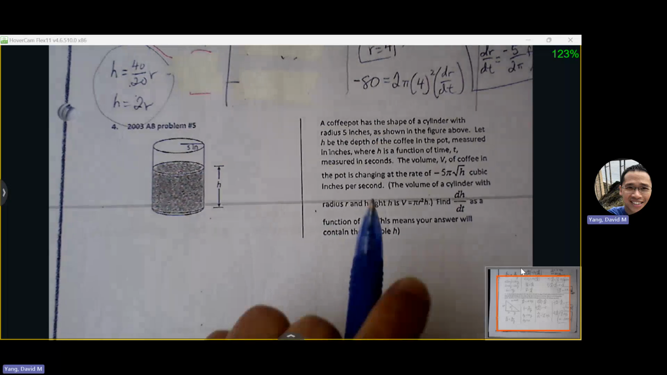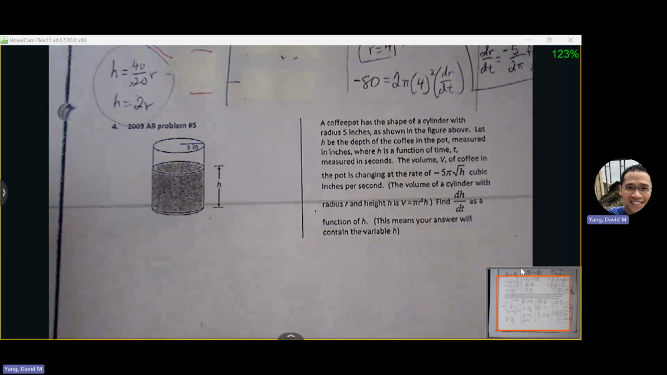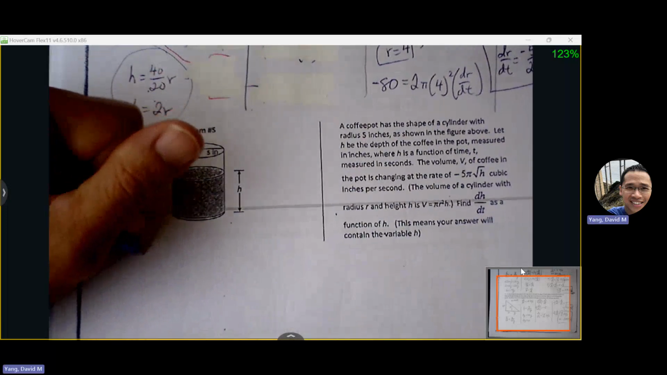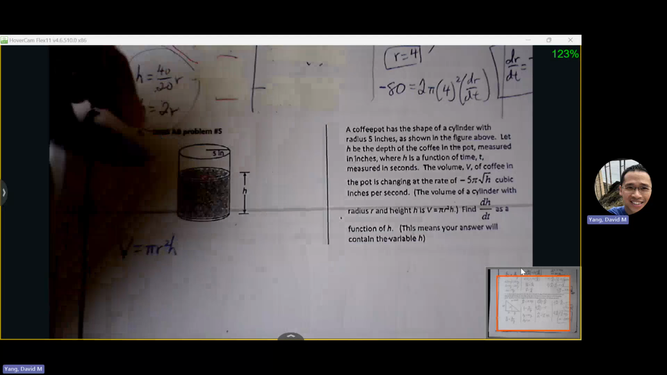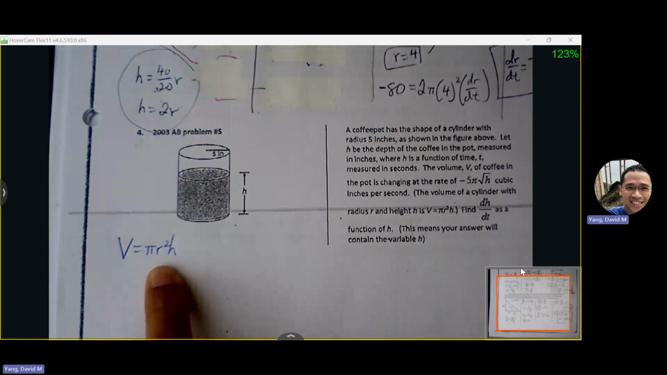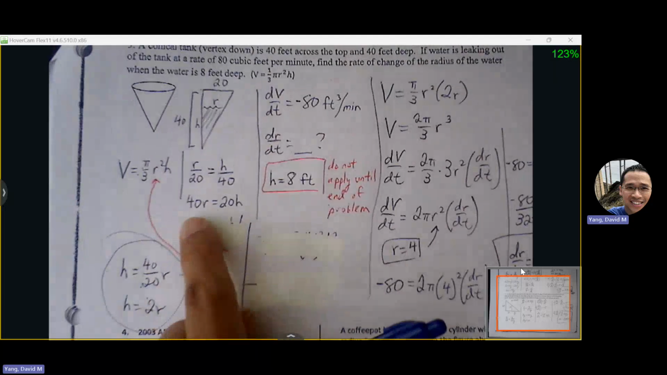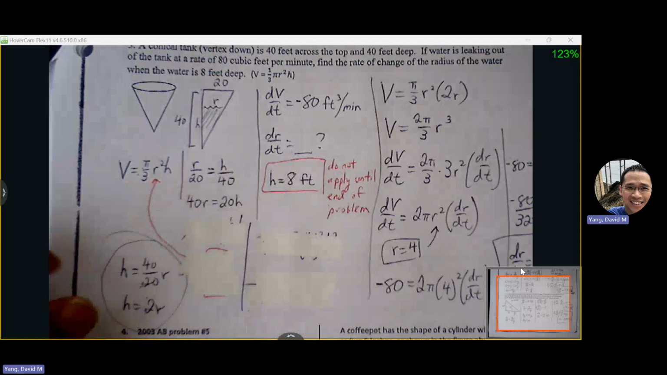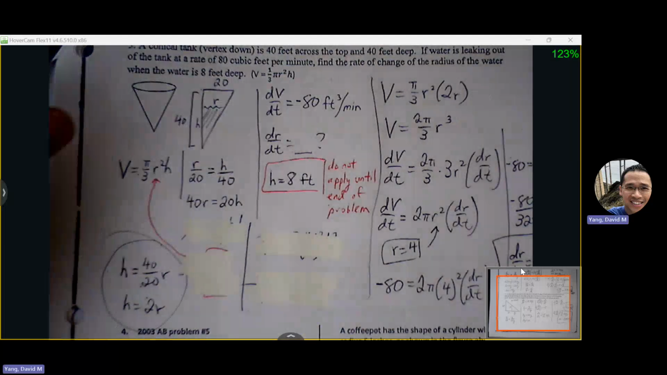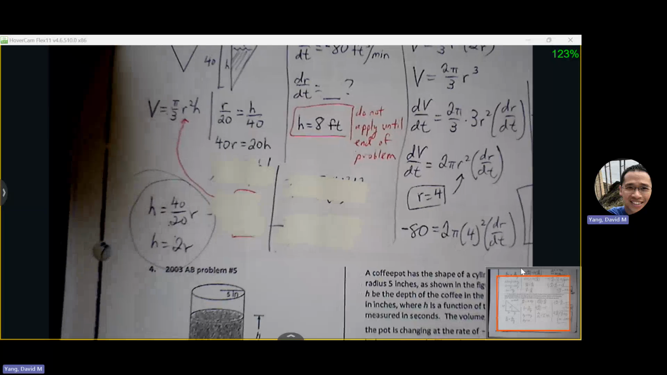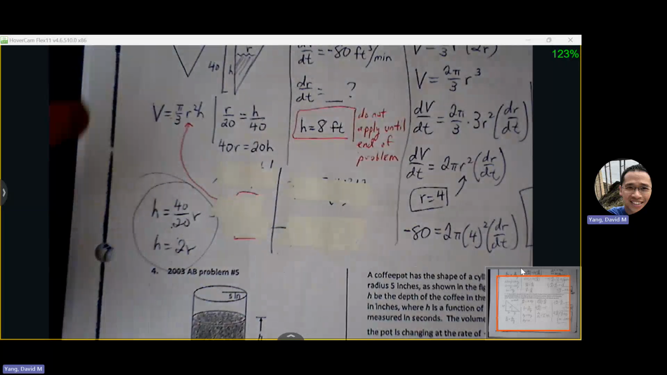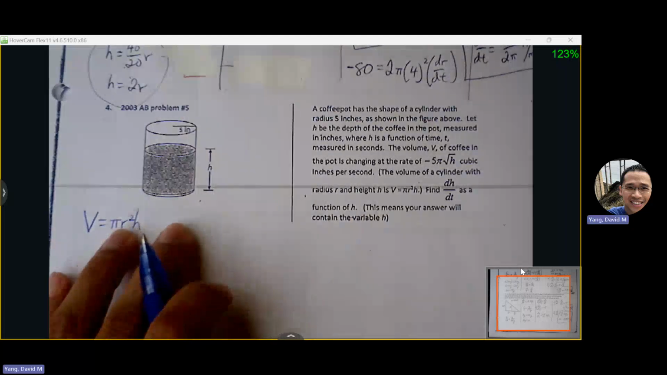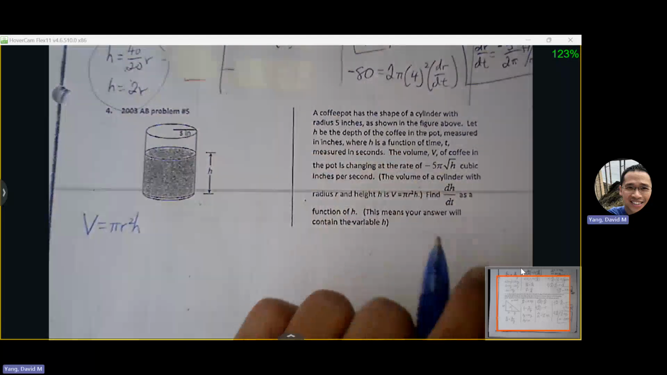All right, the problem says the coffee pot has the shape of a cylinder. Now, a cylinder has this formula: V is equal to pi r squared h. And if you look, it feels a lot like the cone formula. Cone is pi over 3 r squared h. Because their formulas look a lot alike, we might assume that the process will feel similar, but it's going to be very, very different, and easier too, for cylinders.